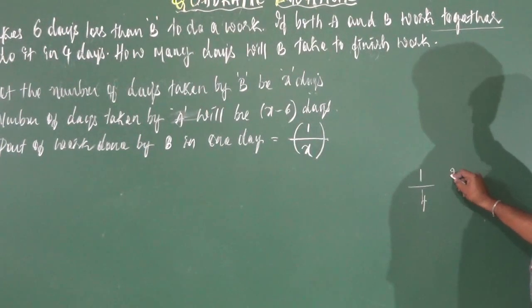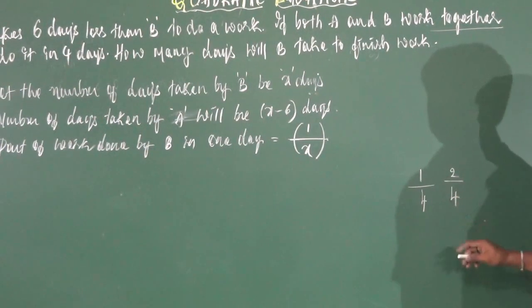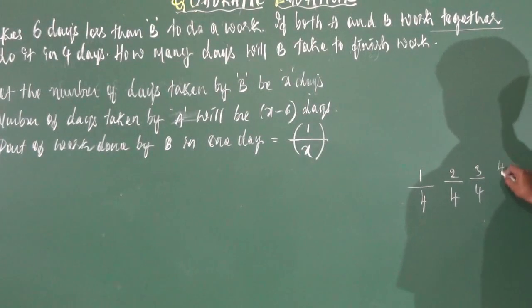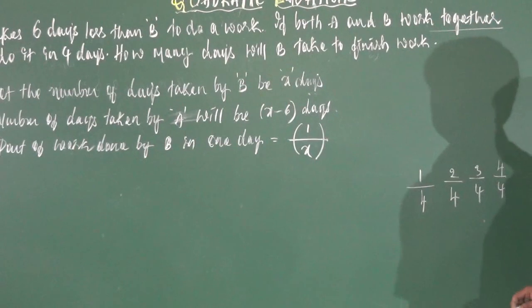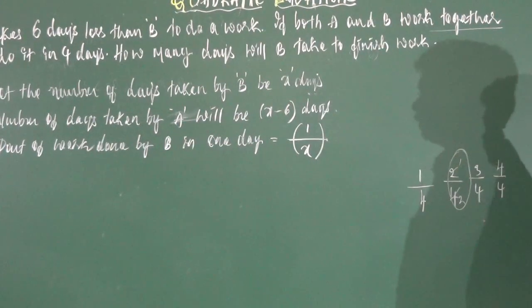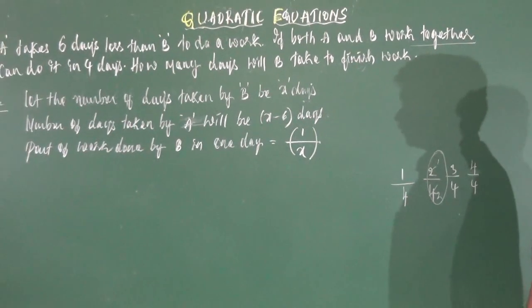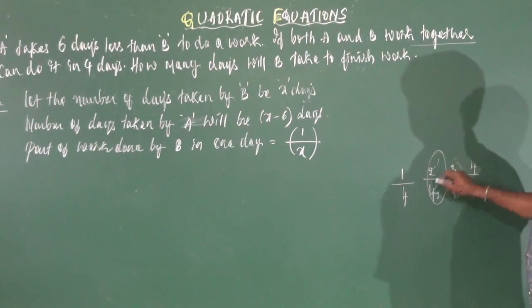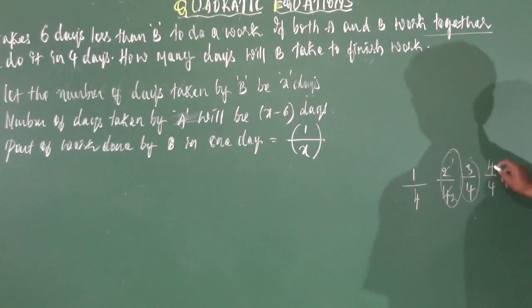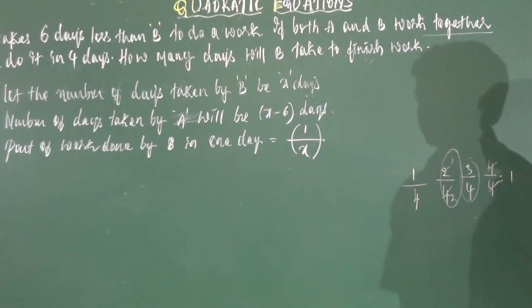And in the second day, I am going to eat 2 by 4 parts. In the third day, 3 by 4 parts. And in the fourth day, 4 by 4 parts. That is, on the second day, I would have eaten half of the cake. In the third day, 75% of the cake. And in the fourth day, I have eaten the last part of the cake. Right? So this is how it goes.